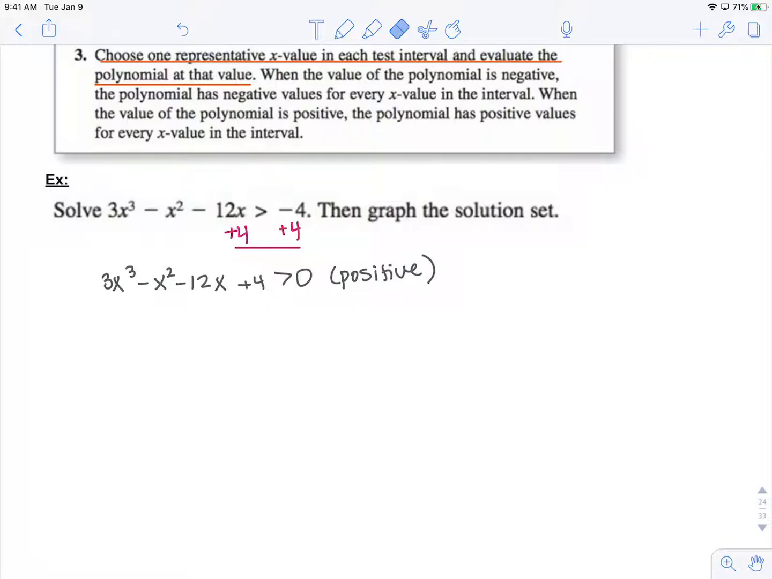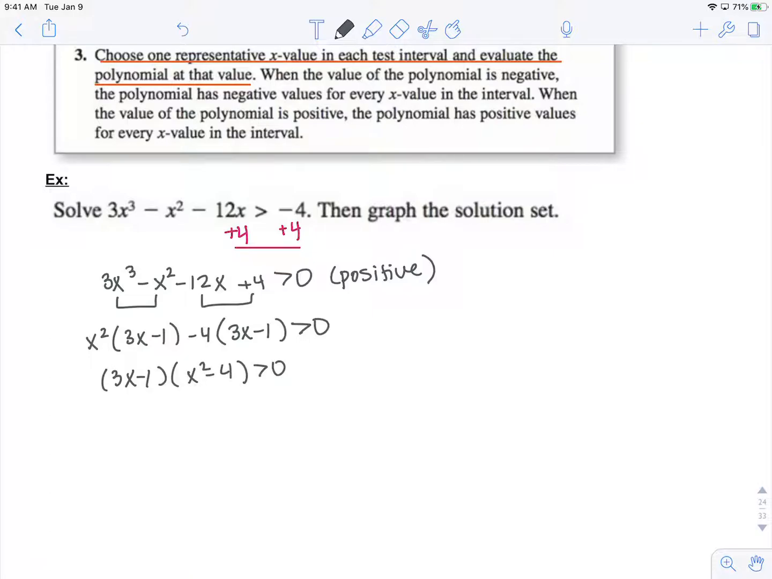So now we need to factor that polynomial so we can find its zeros. There are 4 terms, so I'm going to factor by grouping. My first GCF is x squared, that leaves 3x minus 1. My next GCF is negative 4, that leaves 3x minus 1. So now I have 3x minus 1, my binomial GCF, multiplied by x squared minus 4. Now remember, x squared minus 4 is a difference of squares, so we can factor that further to be x plus 2, x minus 2.